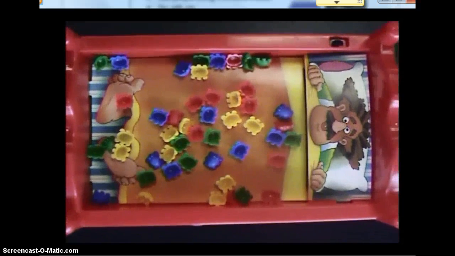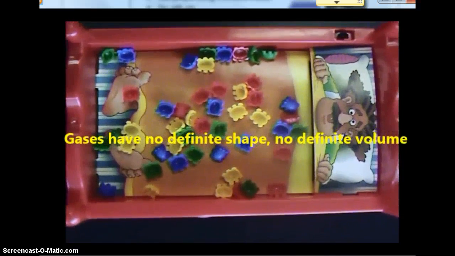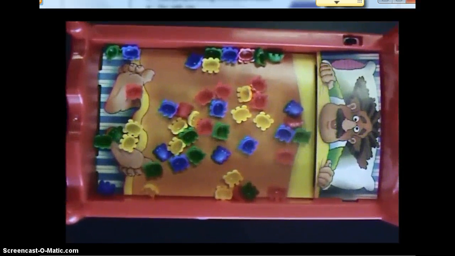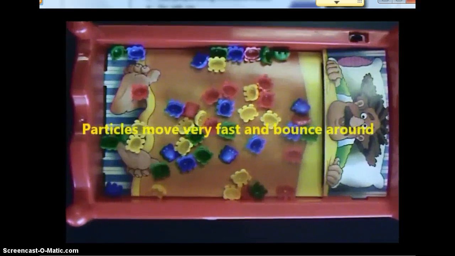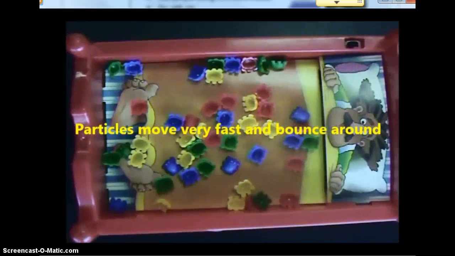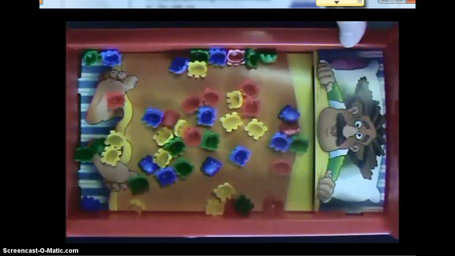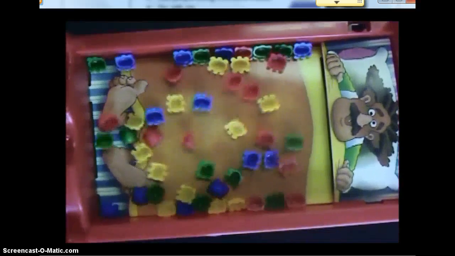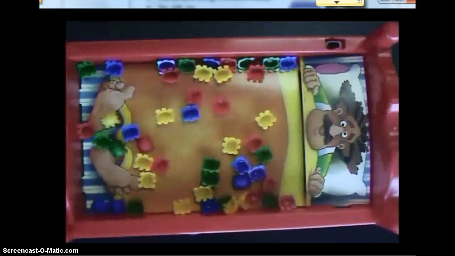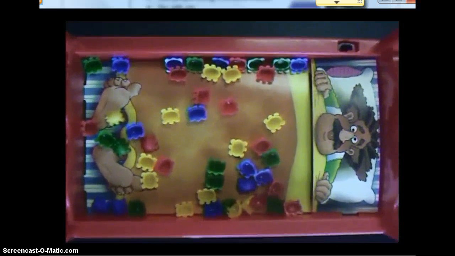Last but not least, we're on to gases. Gases have no definite shape, no definite volume. They take the shape of whatever container they're in. And in this case, their particles are free to move wherever they want. They move very fast, and they are basically bouncing around each other. Think of them like super balls that are easily compressible, just flinging around everywhere, and we can demonstrate that with the bedbug game too. Alright, so you saw those guys, they're floating all around, they're free to go wherever they want. Those are the different particles of the states of matter.